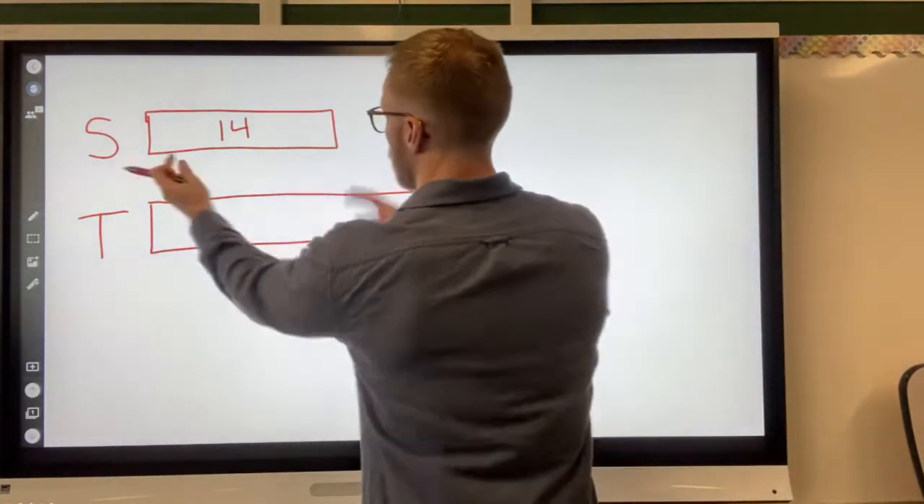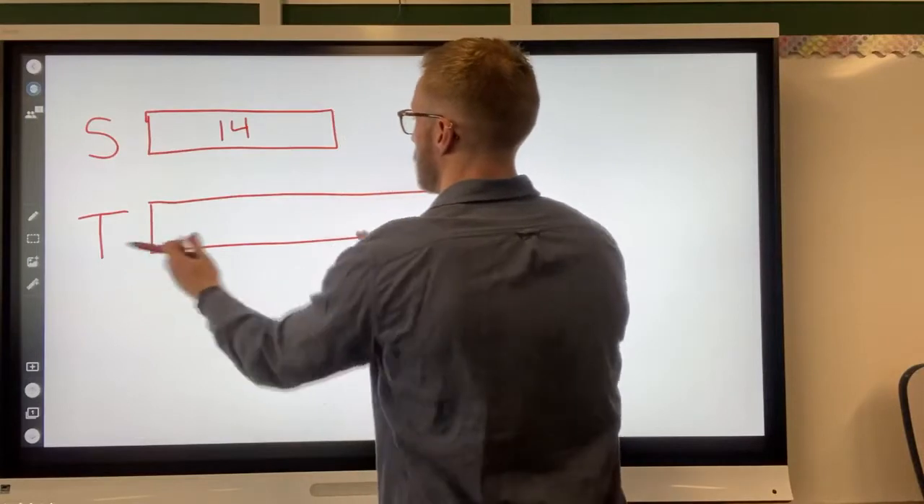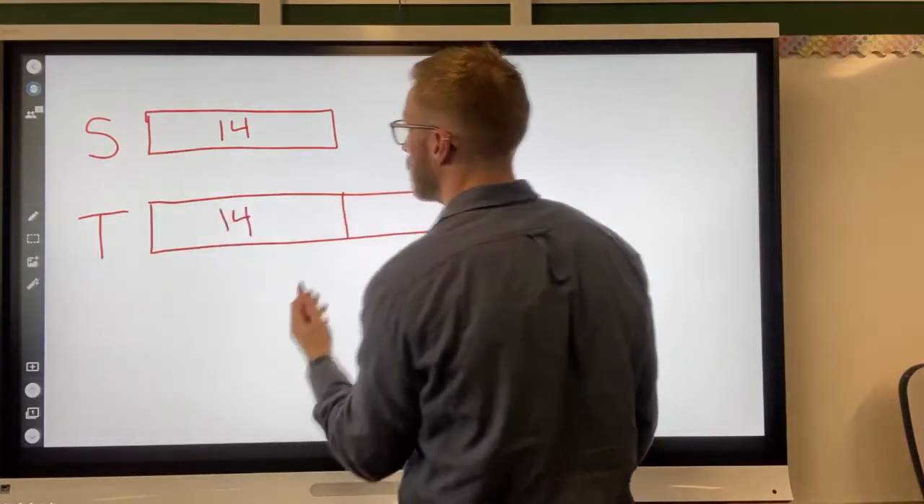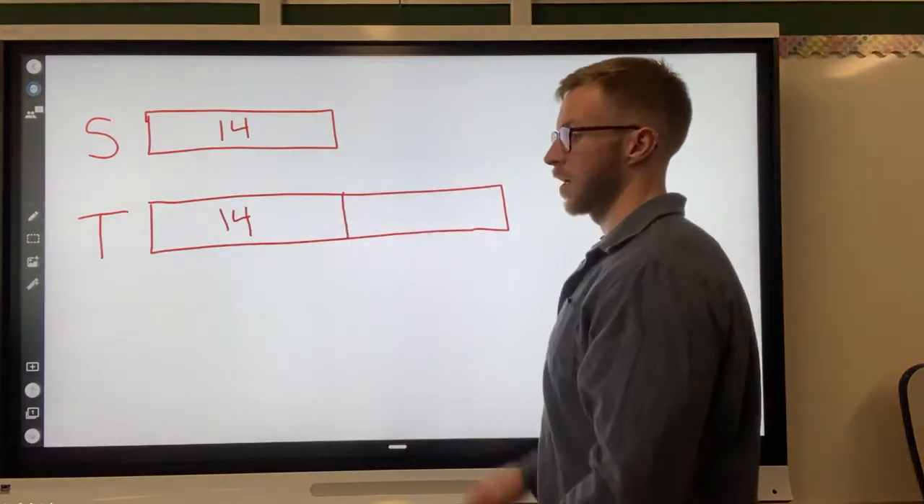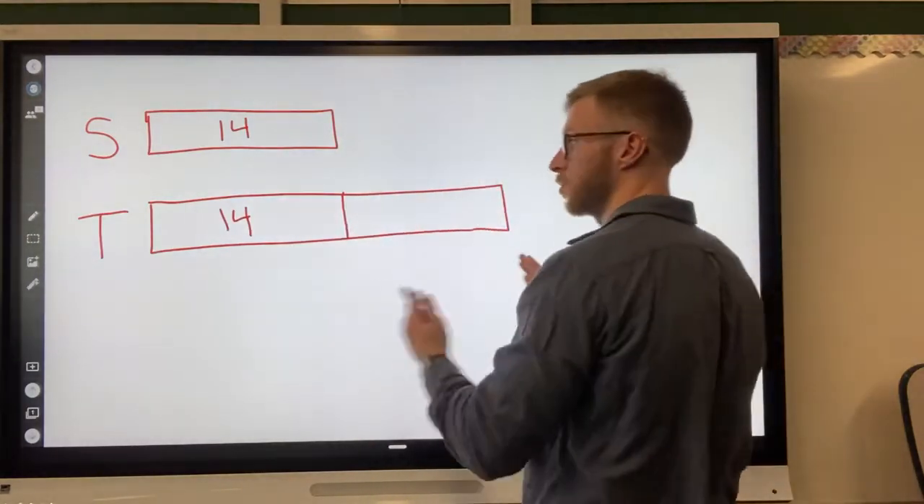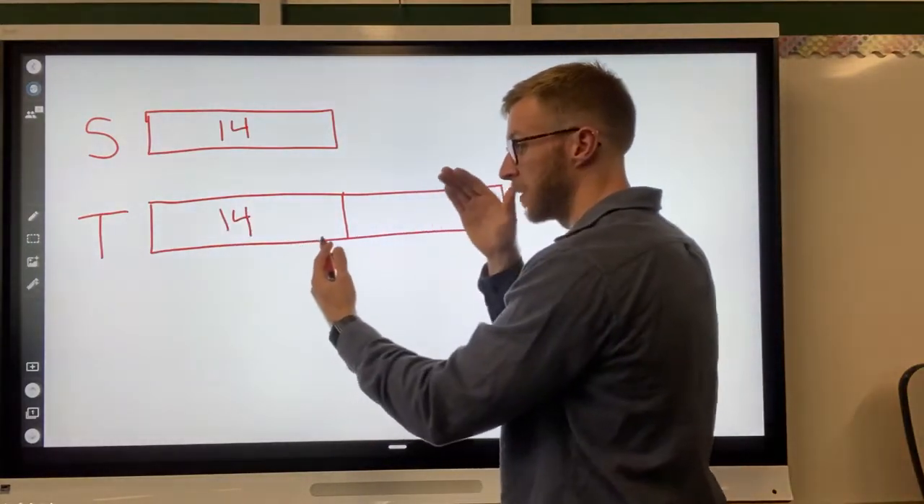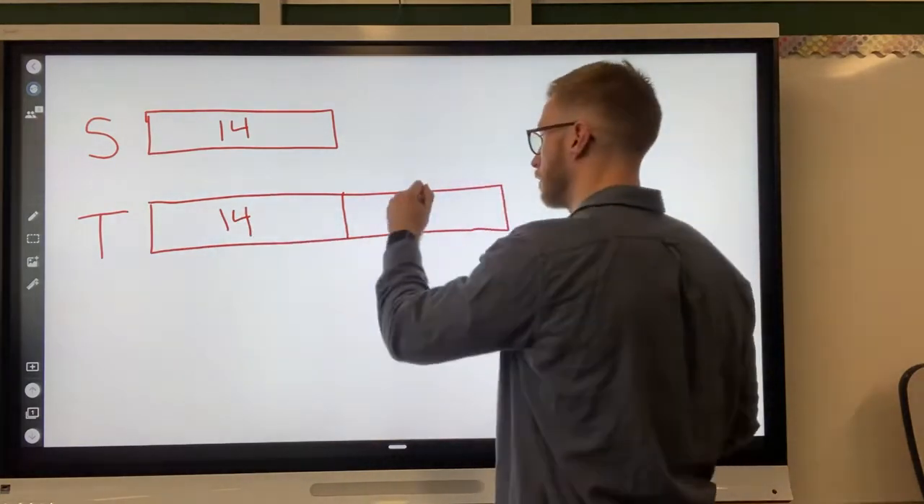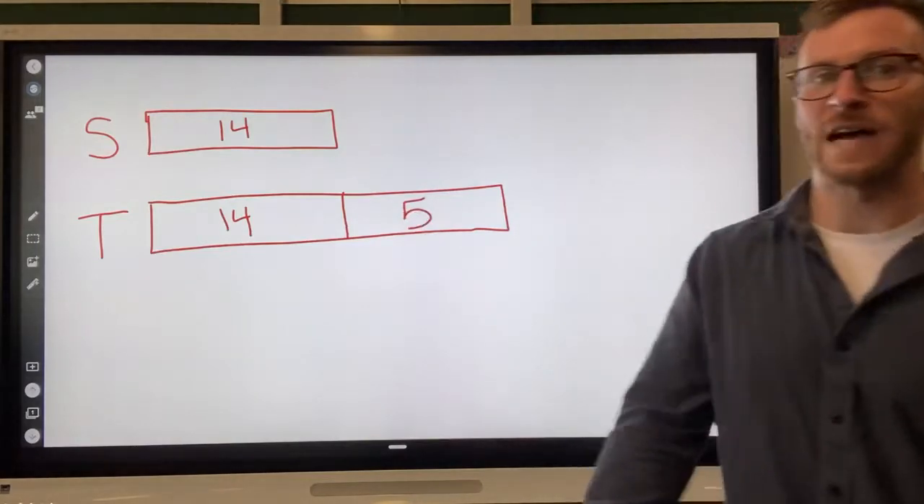So we're going to move this down into here. So here's 14, right? It lines up. And then it said she built 5 more. So she built a tower with the 14 blocks, but then with 5 more. So we put 5 right there. That's the 5 more.